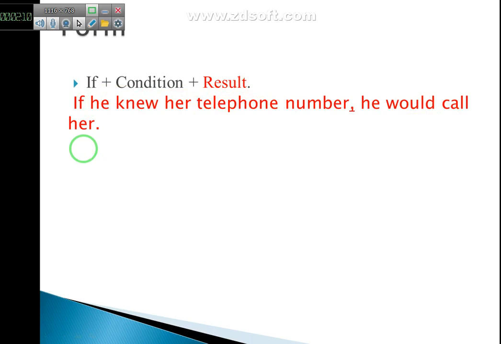And when we write it, there is always a comma after the condition and before the result. Okay? It's very important, don't forget. I mean, if we have the if condition at the beginning of the sentence, we have to use a comma. There is a comma after the condition and before the result.